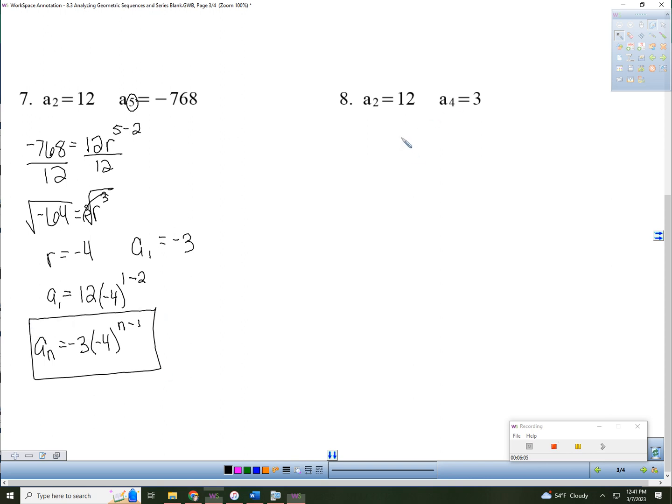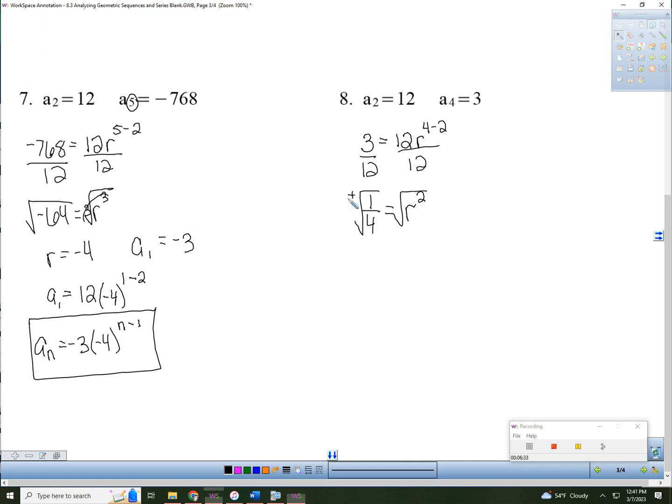All right, same thing here. I need to find r, so I'm going to use both of these. I'm going to plug the 3 out here since it's the fourth term, and the 12 in here since that's the second term, times r to the, this is 4 minus 2. So if I divide by 12, I get 1/4 is equal to r to the 4 minus 2 is 2. And then I will square root.